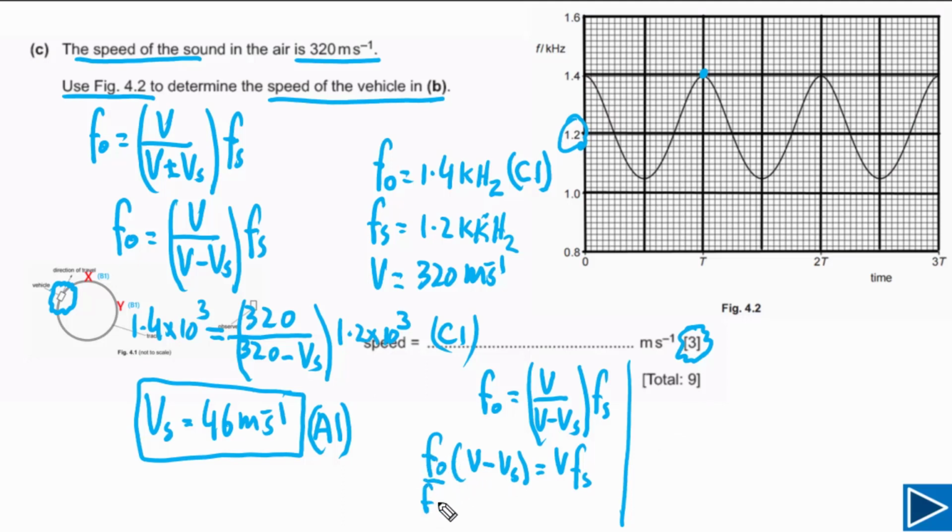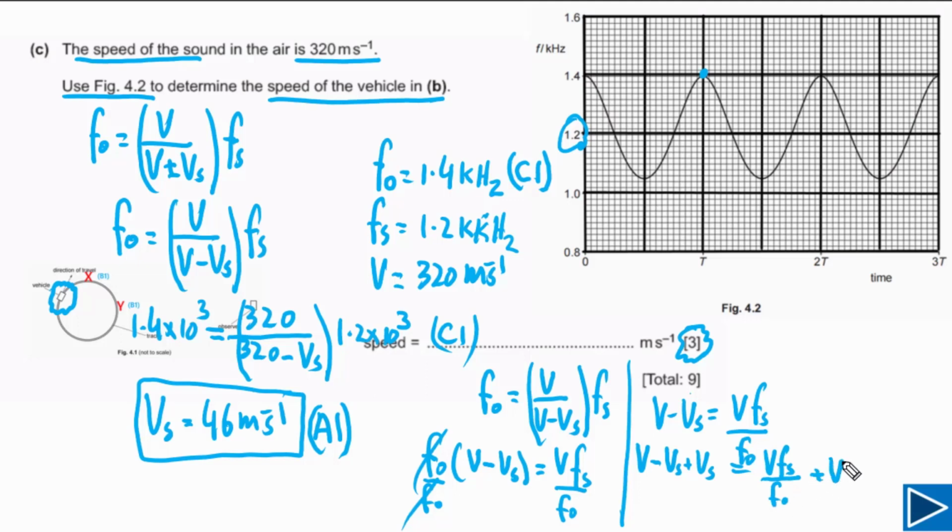Now we need Vs. So we can divide by F naught on both sides, and we can cancel it here. So we are left with V minus Vs, and this will be equal to V times Fs divided by F naught. We need Vs now, so you can add Vs on the other side as well. So you have Vs here, and you can see the plus and minus Vs cancel.